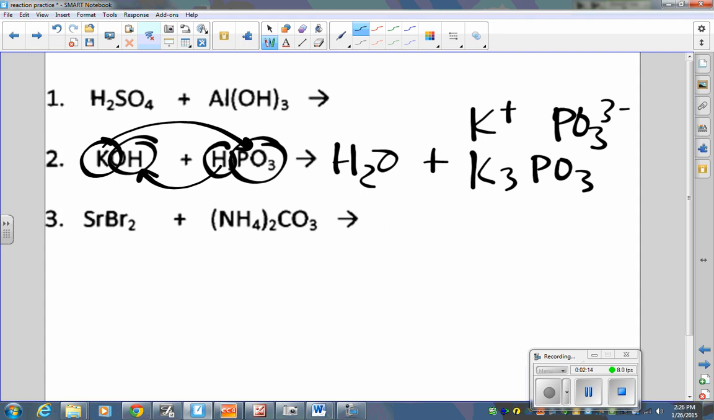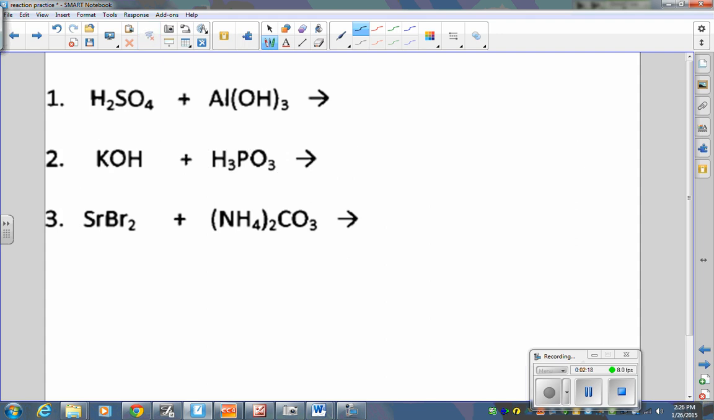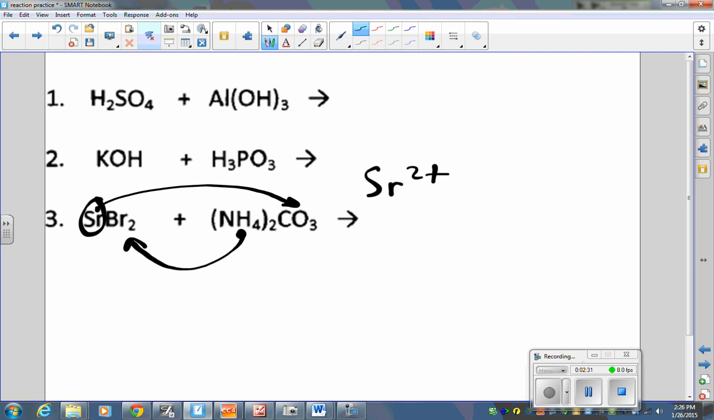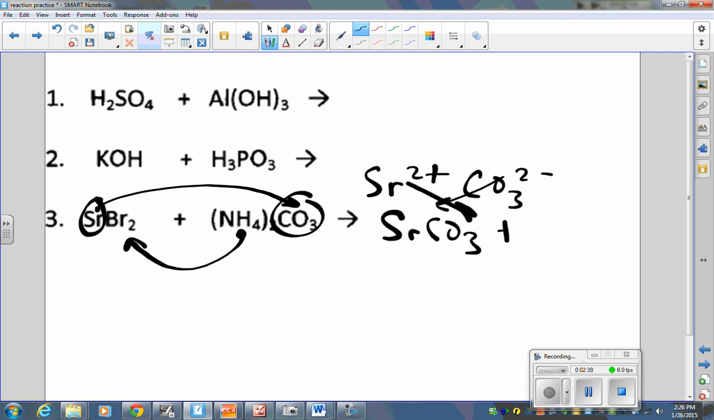So you just have to use your solubility rules. When you look here, last one, same thing. First, last. So when I go to crisscross, what I do is crisscross applesauce. I take first, it's going to be Sr, check your periodic table, 2 plus, CO3, 2 minus, I crisscross, and what I get is SrCO3. Boom.